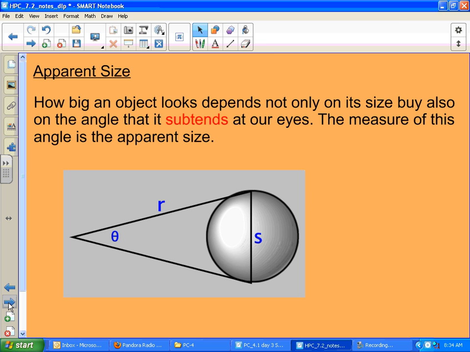So how big that object looks will depend on the size of the object, but also this angle theta that your eye subtends on the object. So imagine this being your eyeball right here. Here's your eye looking at something, and you're subtending or capturing your object, however far it is, with some given angle theta here.